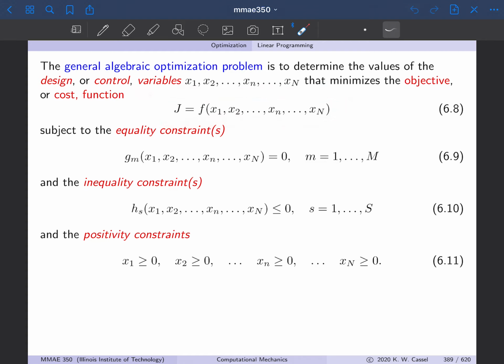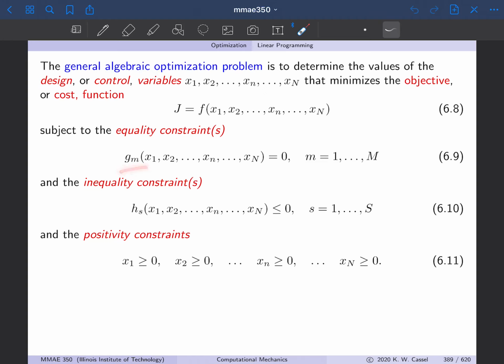J is a function of all of the design or control variables, of which we have N. Now you're going to see there's lots of indices here. Capital N is the number of control variables, and then you'll see M and S as we go through the general formulation. Once we have the objective function, we also have equality constraints.